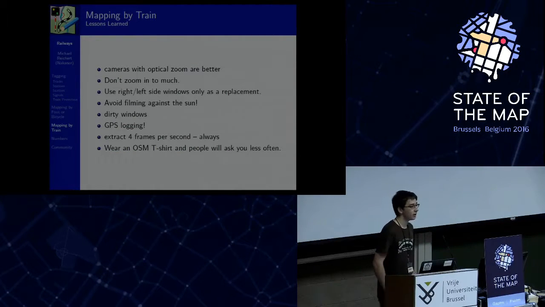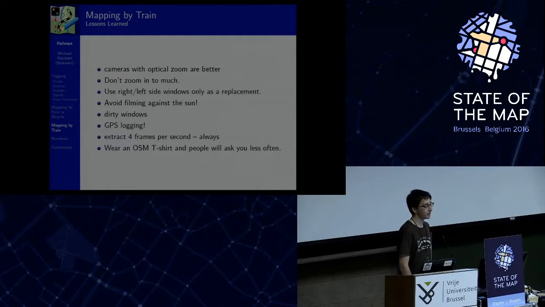Some lessons I learned during mapping. Cameras with an optical zoom are better because they have a larger sensor. Don't zoom in too much because you will lose the orientation and have difficulties to interpret the photo. Use the windows on the left or right side of the train only as a replacement. Avoid filming against the sun because windows are usually dirty.